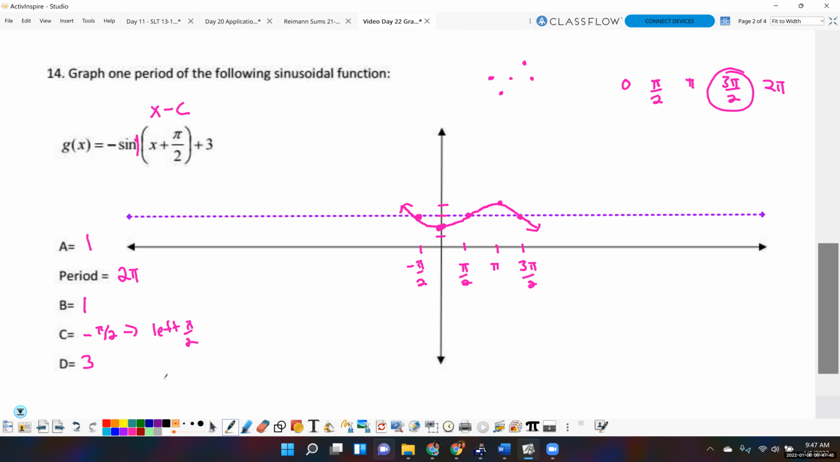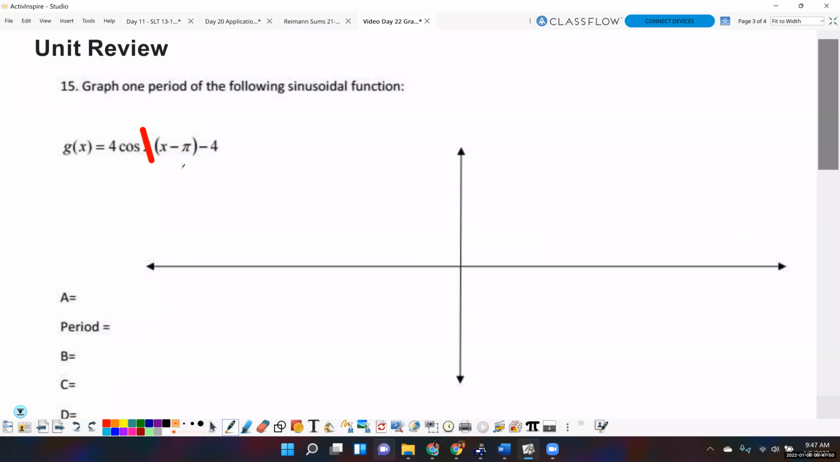Okay, so let's take a look at number 15. And remember, for number 15, I want you to please cross off the b value. So the b is just 1 and the period is just 2 pi. Here we have a regular cosine function. So we know it's going to go maximum, center, minimum, center, maximum in a width of 2 pi.